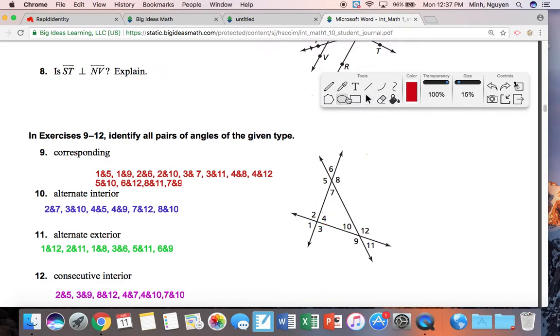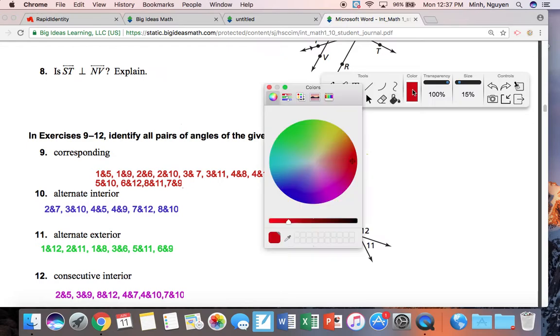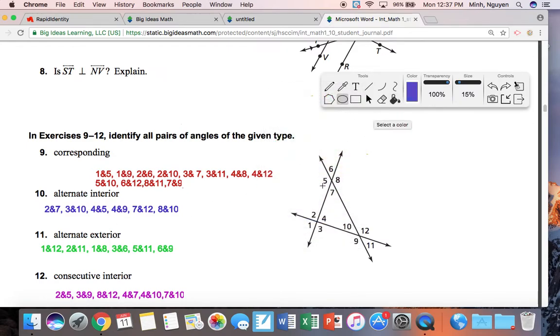Okay, so I'm not going to explain the other ones because it's all going to be the same thing. I'm just going to tell you they're in the same position. Alternate interior, 2 and 7. Okay, so this one's best shown with these lines. Alternating, they have to be crossing a line to get to each other. 3 and 10. 4 and 5. 4 and 9. Again, always crossing a line. 7 and 12, crossing this line. 8 and 10, crossing this line.